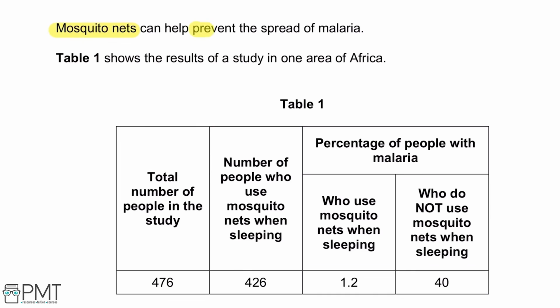Mosquito nets can help prevent the spread of malaria. Table 1 shows the results of a study in one area of Africa. So here's table 1, the left-hand column says the total number of people in the study, so that's everyone involved. The next one is the number of people who use mosquito nets when sleeping. And then the next one along is the percentage of people with malaria, and it's divided into those who use mosquito nets when sleeping and those who do not use mosquito nets when sleeping.